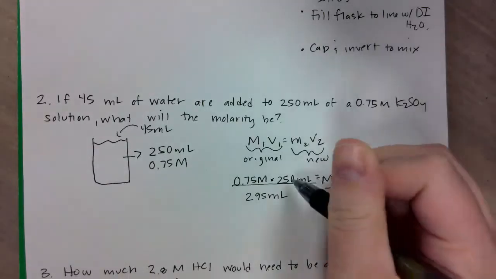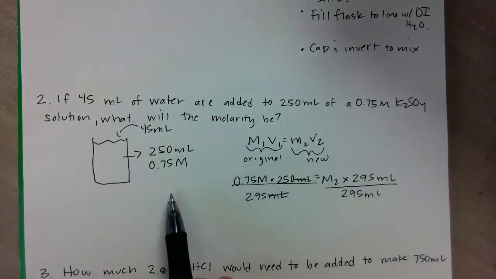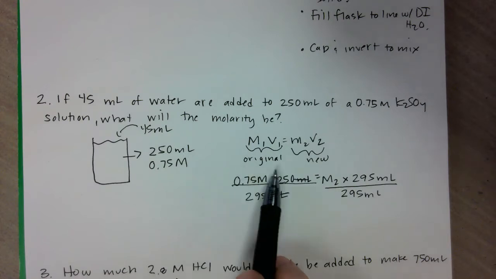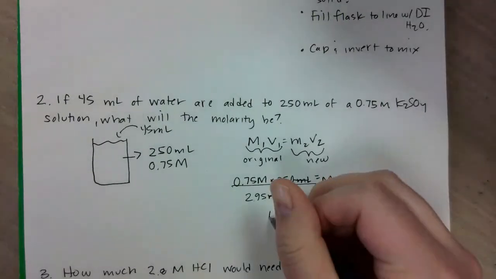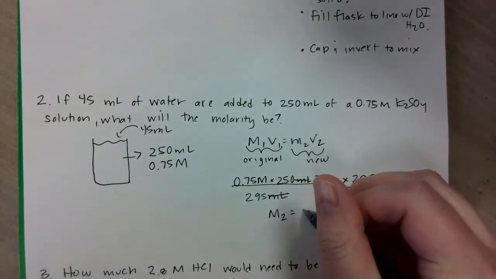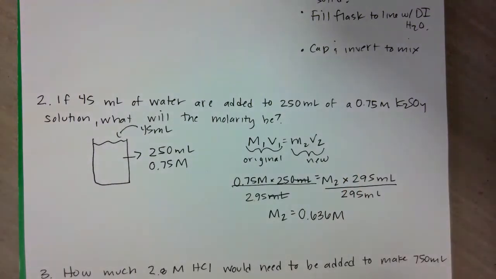If you look here, the units of milliliters cancel out, and I'm left with molarity. So it's not super important to have the units in liters in this problem, because it's going to cancel out either way. So I'm going to take 0.75 times 250, and then divide by 295 in my denominator. When I do that, M2 comes out to be 0.636 molar. Stop and take a second to see if that makes sense.